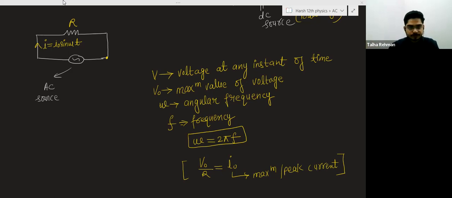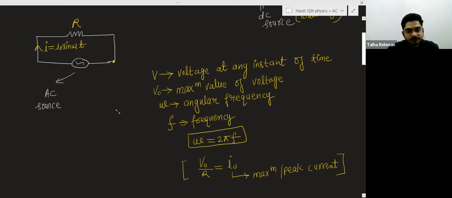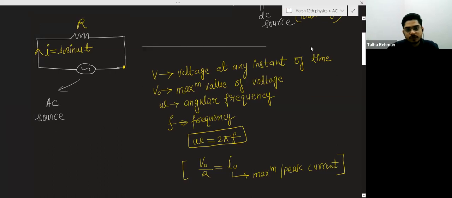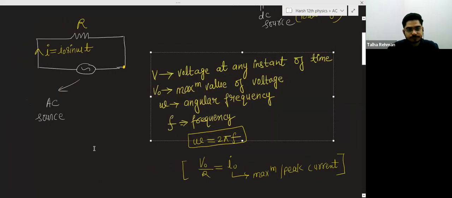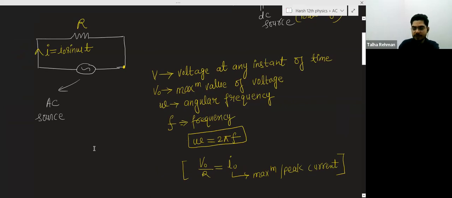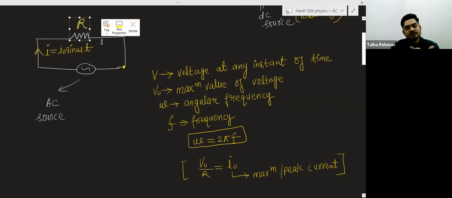Now see what we will do here. This is the circuit we have, and all these things we know. So here resistance is connected, so there will be some potential difference across this resistance. Alternating potential difference will be there, and this is the current at any instant of time.